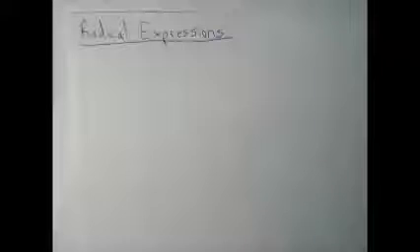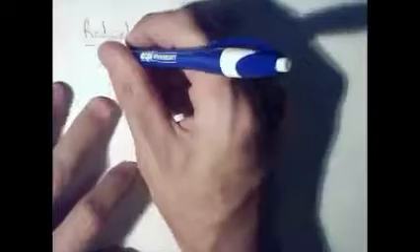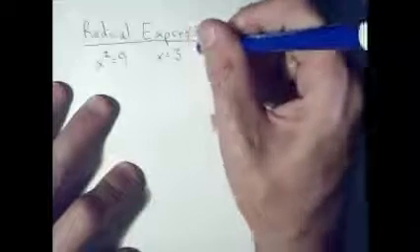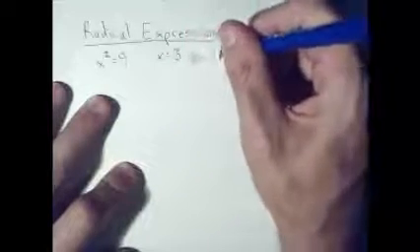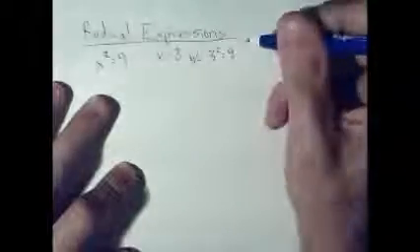Our next unit talks about radical expressions. Let's start off with an equation. X squared equals 9. By inspection, we can notice a few answers that work. First of all, x equals 3. We know that 3 squared, 3 times 3, is 9.